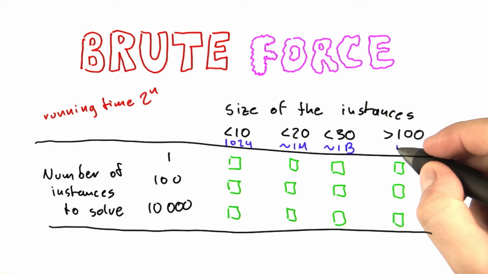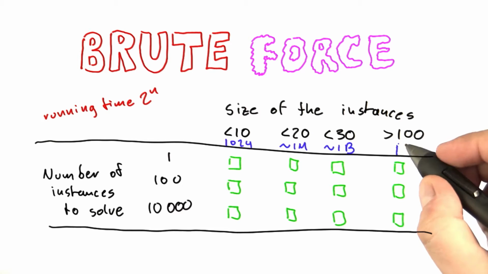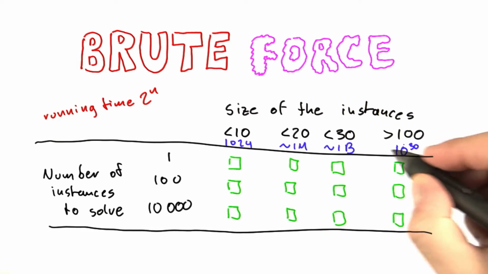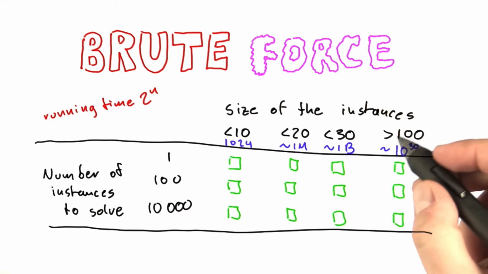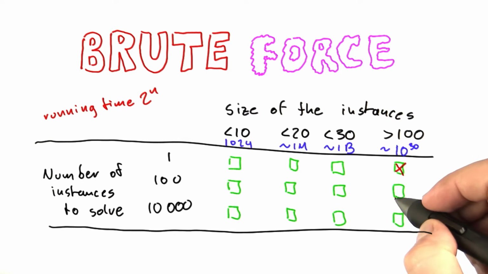If it's larger than 100, then of course you have a huge running time here. You will have a running time that is about 10 to the power of 30. So it's clear that when your instances get larger than 100, you would not be able to use brute force.